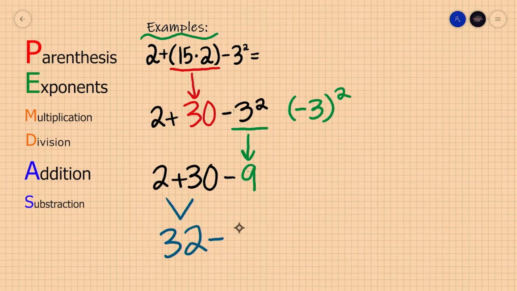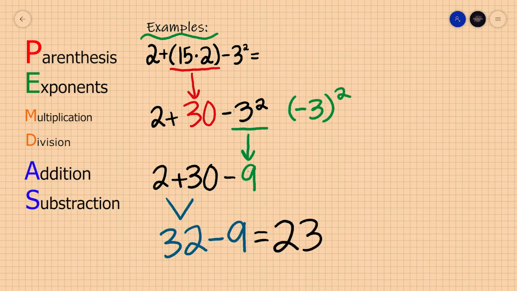Then you would minus 9, which is equal to, if you just do the simple math, you get 23. Hopefully you guys can get it. I know there wasn't any multiplication or division to do in the equation. However, in the next question there will be, so don't worry.